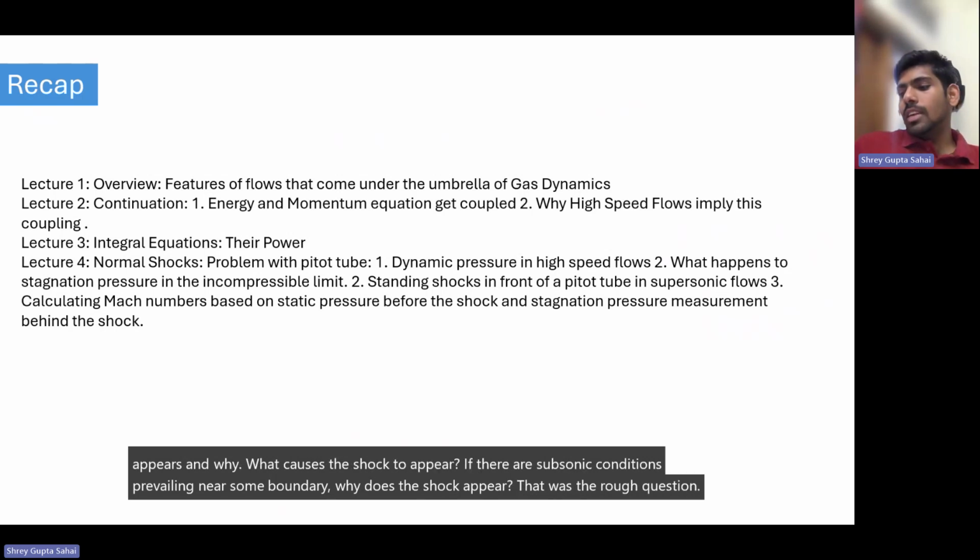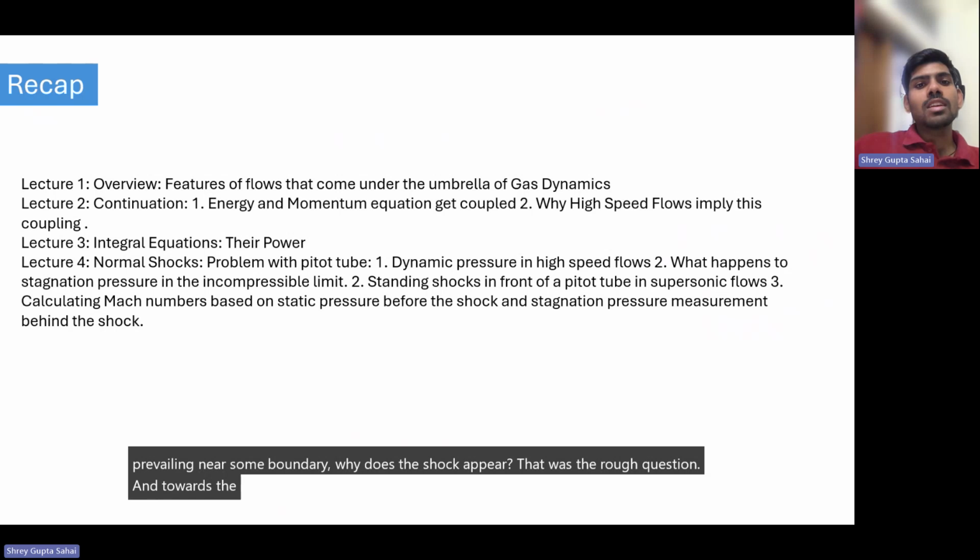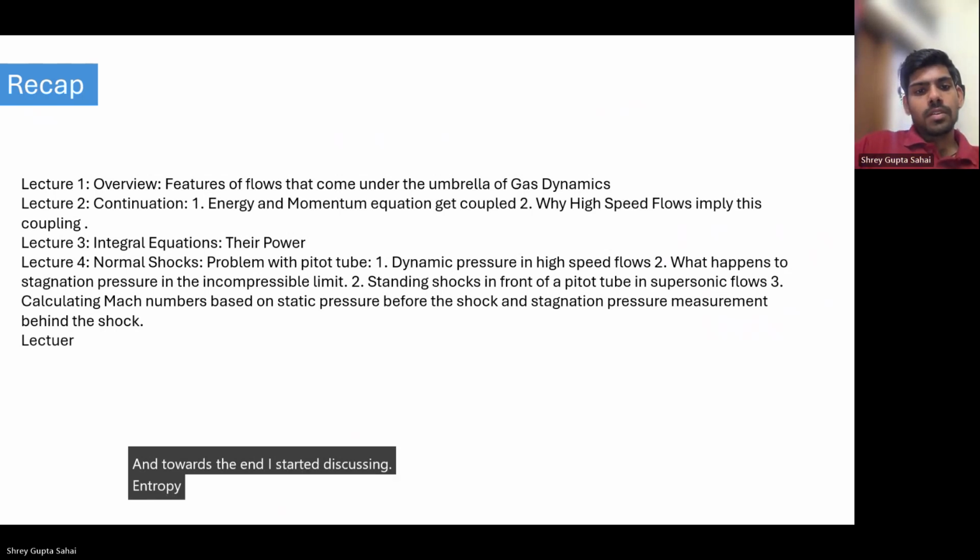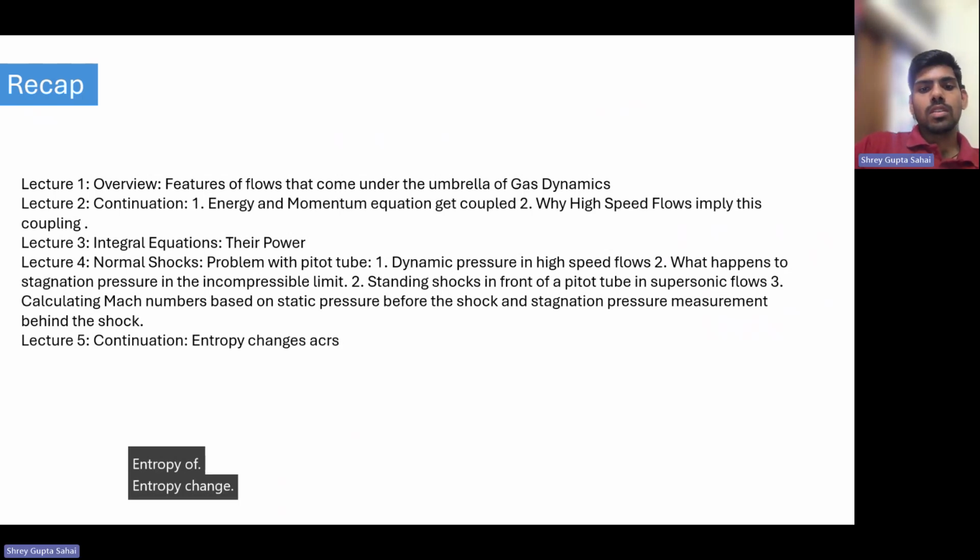And towards the end, I started discussing entropy change across a normal shock. So today we are going to focus on this last part.